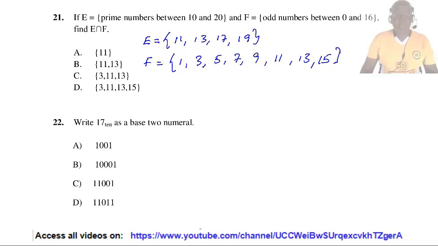So E intersection F is going to be: 11 is here, and 11 is here, so 11. 13 is here, 13 is here, so 13. So the answer is B.